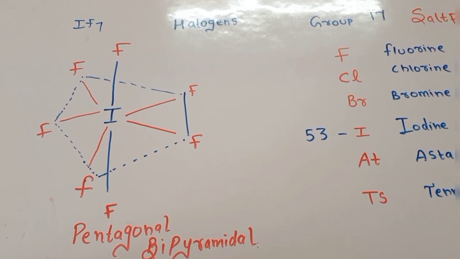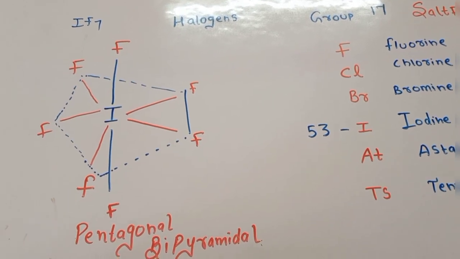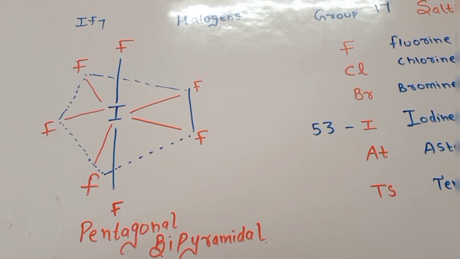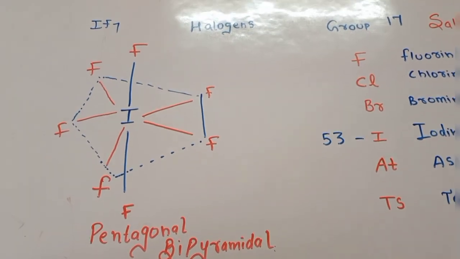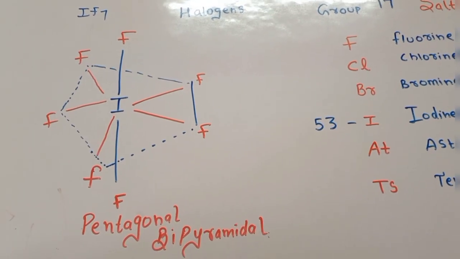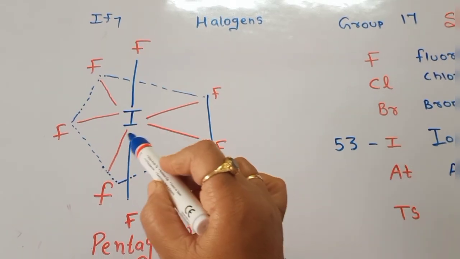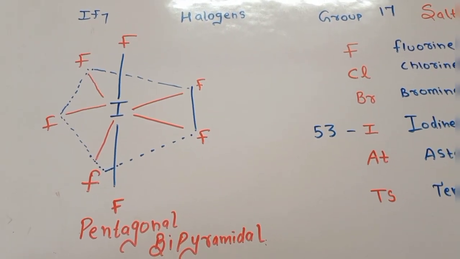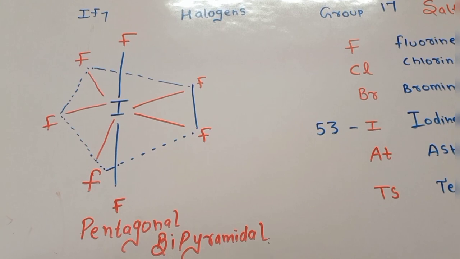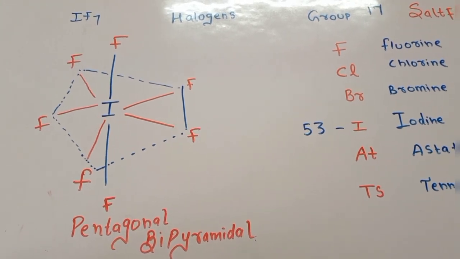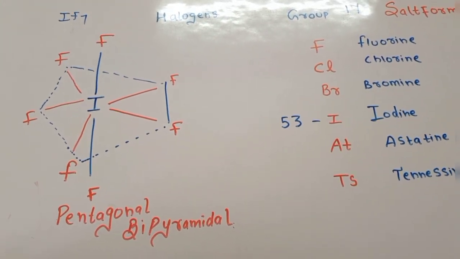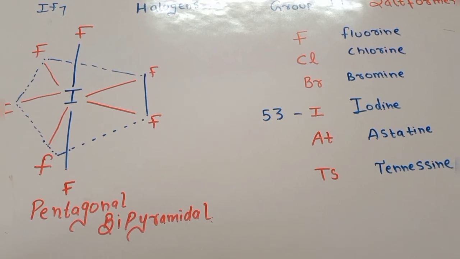What is the atomic number of iodine? It is a little tough. Iodine has 53. So we know the geometry, but if you don't remember the atomic number of iodine, you will forget how to start the hybridization. Today I will tell you some tricks for remembering the atomic numbers of halogens.